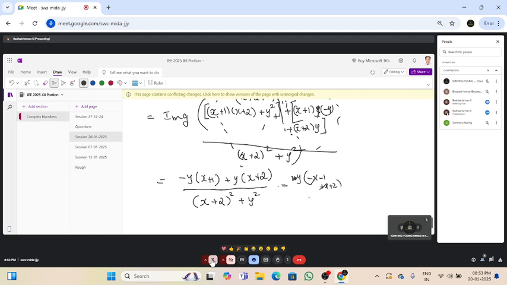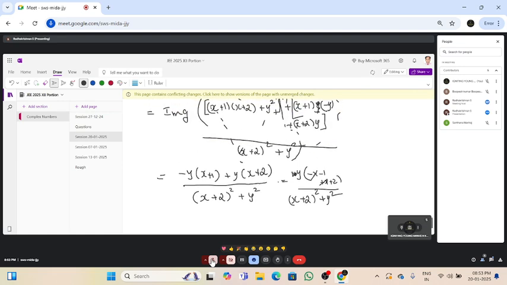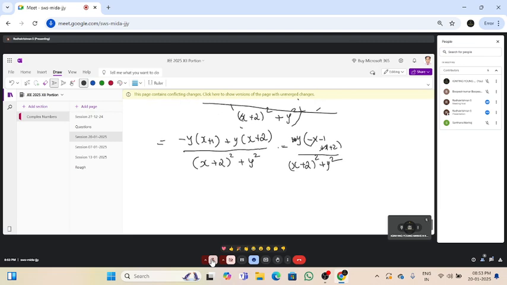So simply the numerator is y, because y into minus 1 plus 2 is y into 1. So the imaginary part of this whole thing that we have simplified is coming to y divided by (x plus 2) whole square plus y square. So did you all get it? At this stage I want to stop.